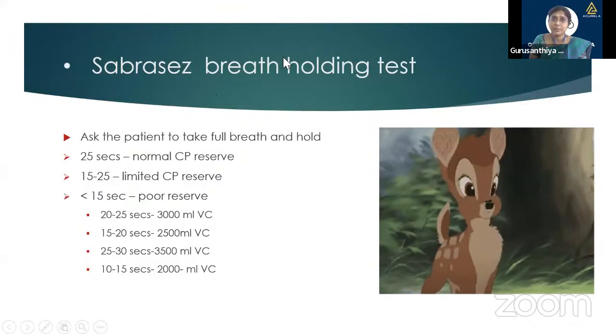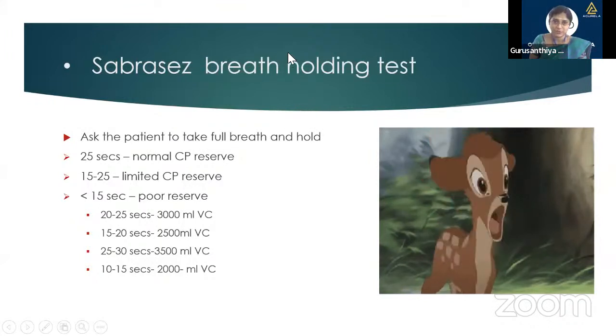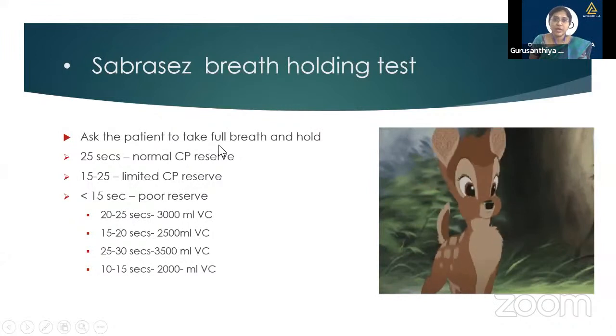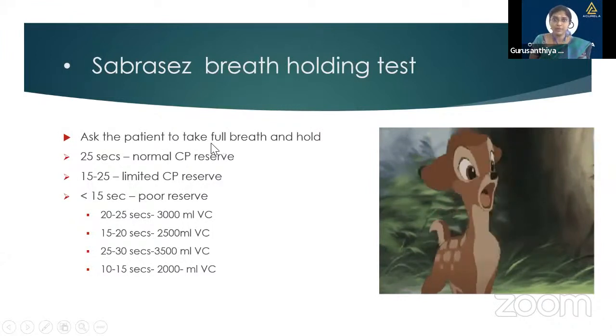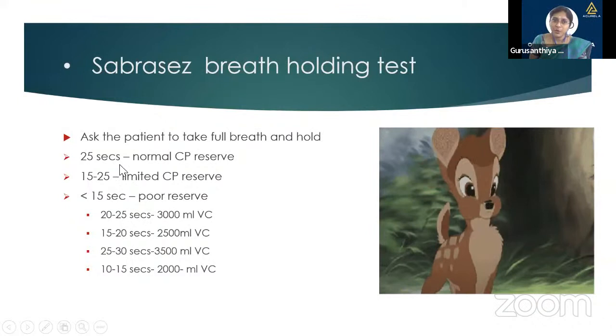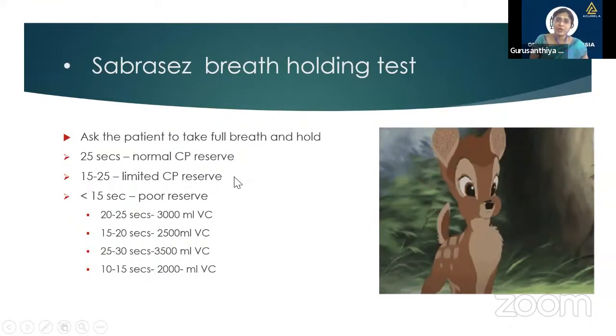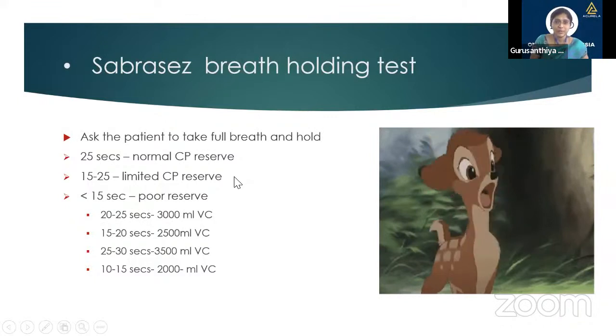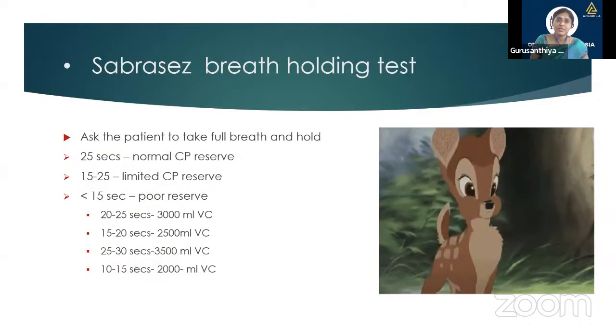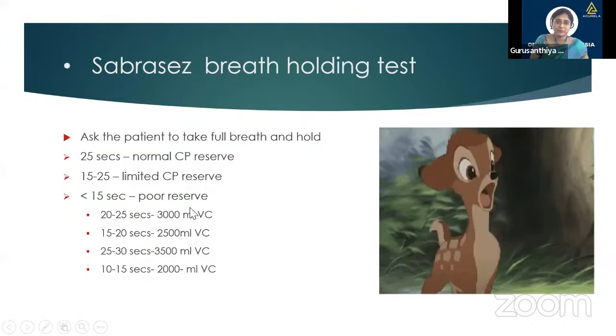This is the first bedside pulmonary function test which we are seeing. You ask the patient to take a deep breath and then hold. If they can hold for 25 seconds, then it means a normal cardiopulmonary reserve. If it is only 15 to 20 seconds, it's a limited cardiopulmonary reserve. And if it is less than 15 seconds, it's a poor reserve.